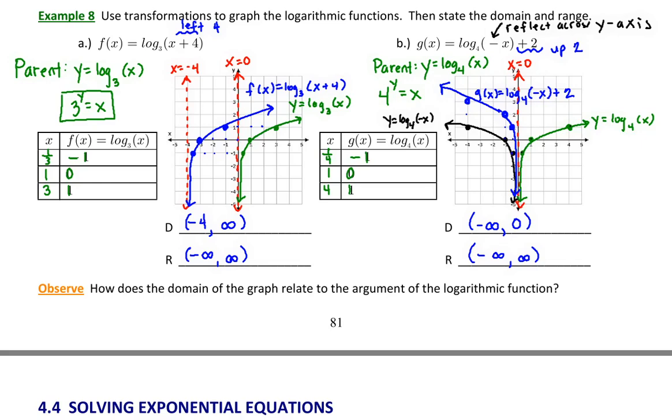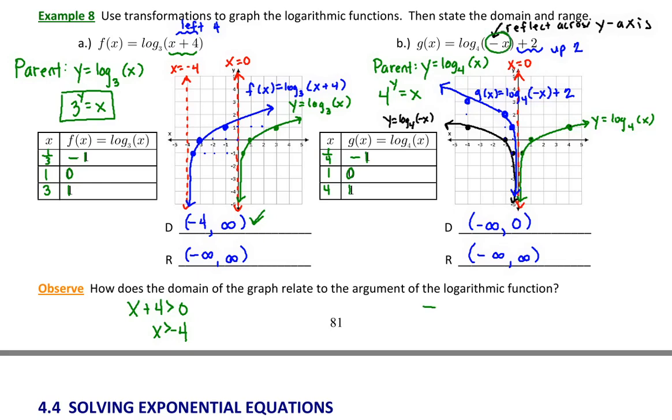On example A, notice the argument of our logarithmic function was x plus 4. And our domain is -4 to infinity. It must always be the case that the argument of a logarithm is positive. So if the argument of the logarithm has to be positive, then I can set it greater than 0 and solve for x, and observe x has to be greater than -4. Well, that's exactly what we have here in interval notation. Again, the argument of the logarithm must always be positive.